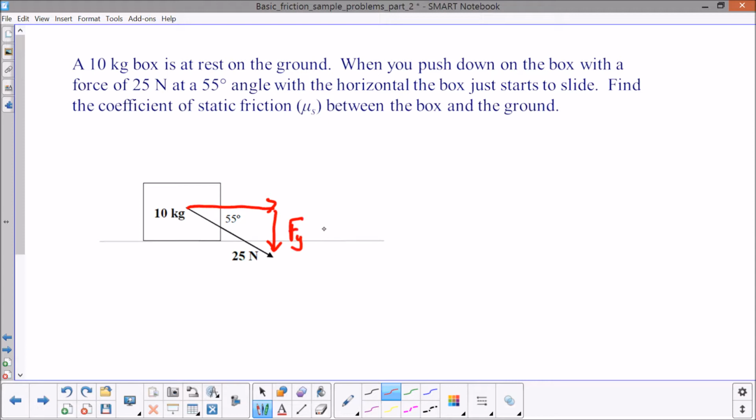This y component of the applied force is going to be 25 times the sine of 55 degrees, which is 20.4788 newtons. The x component of the applied force is going to be 25 times the cosine of 55 degrees, which is 14.3394 newtons.